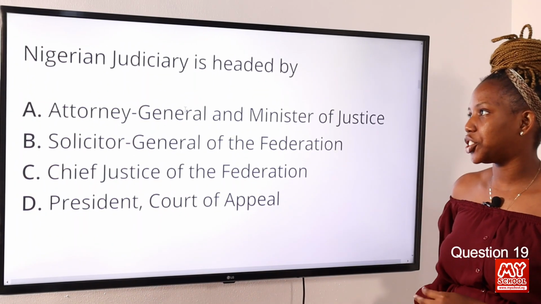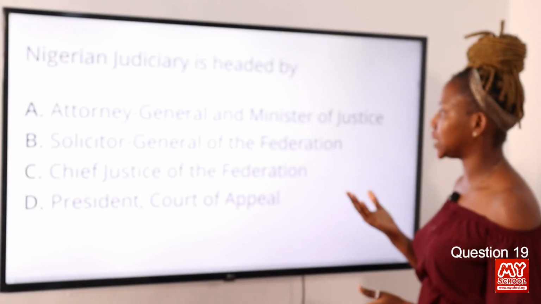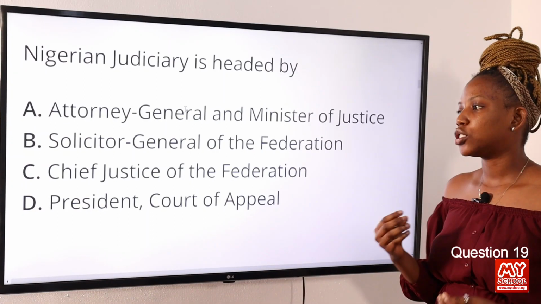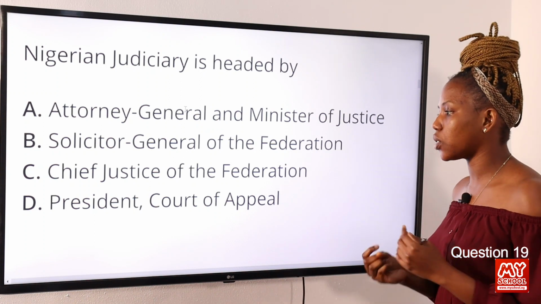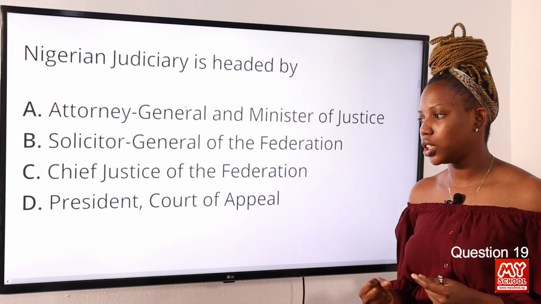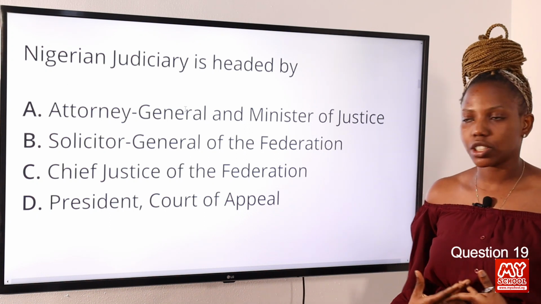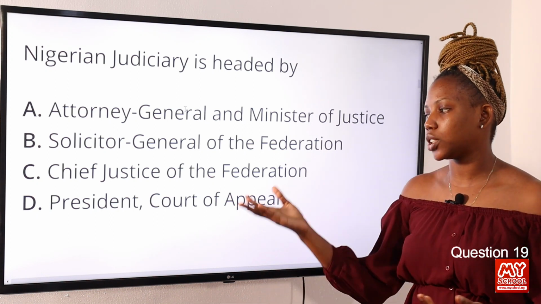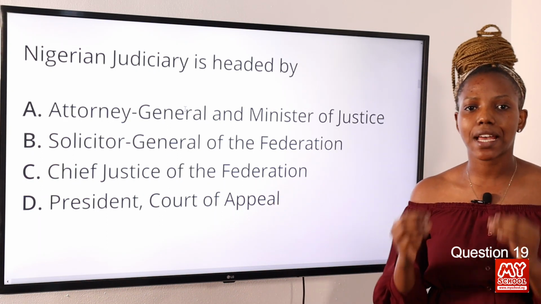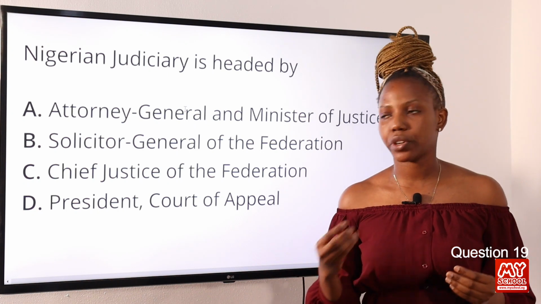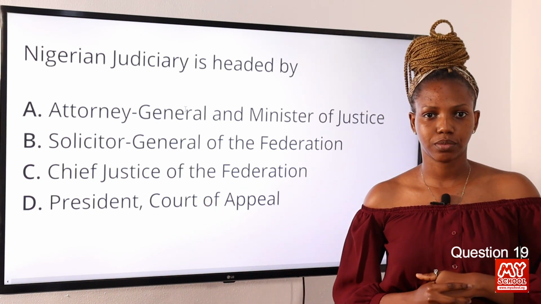Question 19. Nigerian Judiciary is headed by option A, Attorney General and Minister of Justice, option B, Solicitor General of the Federation, option C, Chief Justice of the Federation, option D, President's Court of Appeal. The answer to this question is option C, Chief Justice of the Federation. So the Nigerian Judiciary is headed by the Chief Justice of the Federation. Option C, therefore, is the correct answer to this question.